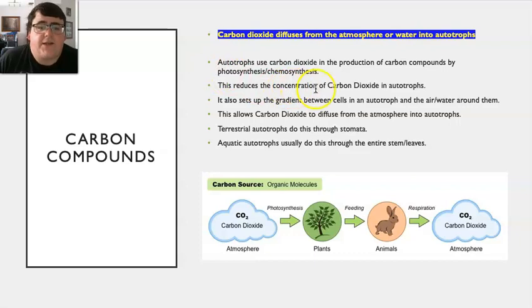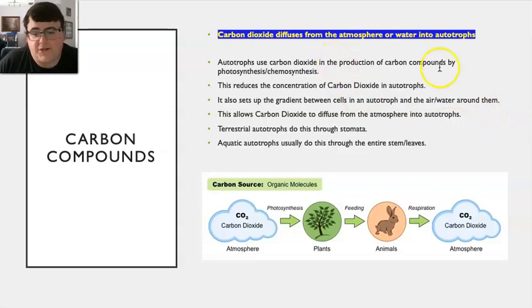That reduces the concentration of carbon dioxide in autotrophs. So while they're taking in the carbon dioxide, they're actually converting it into something else and reducing the concentration of carbon dioxide in the autotrophs. It also sets up a gradient between the cells in an autotroph and the air around them, which allows the carbon dioxide to diffuse from the atmosphere into those autotrophs.